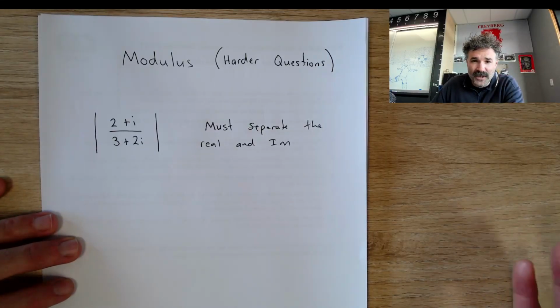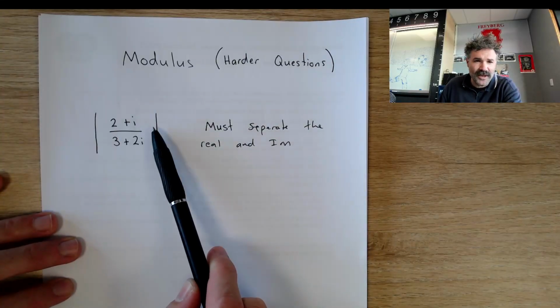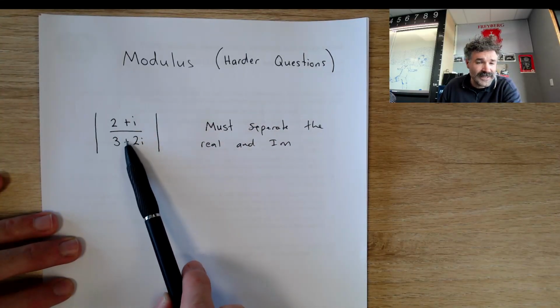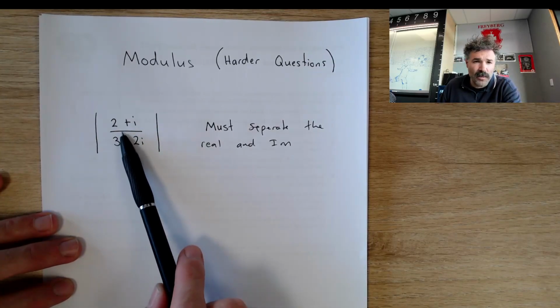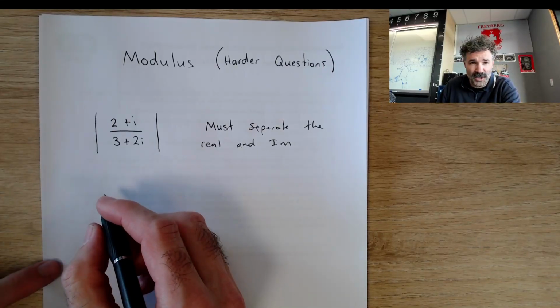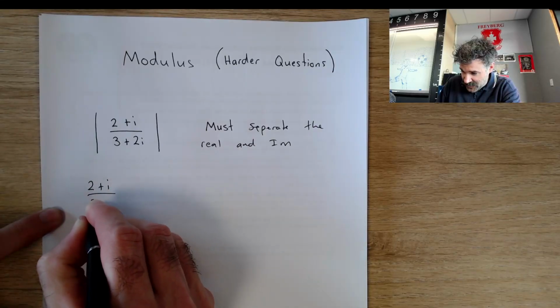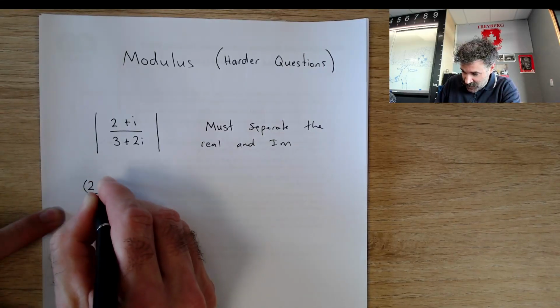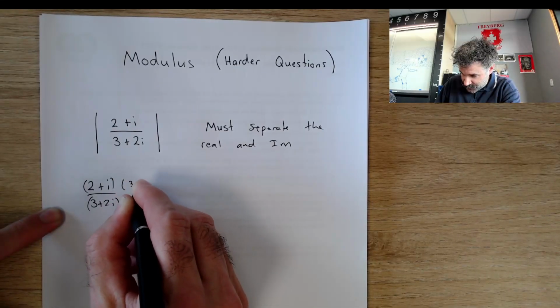A very typical type of exam question is where they give it to you in fraction form, and our default to separate real and imaginary is to multiply top and bottom by the conjugate. So that's going to be my first step. Before I do the modulus, I'm just going to try and separate the real from the imaginary of this number. And to do that, I'm going to times top and bottom by the conjugate of the bottom.